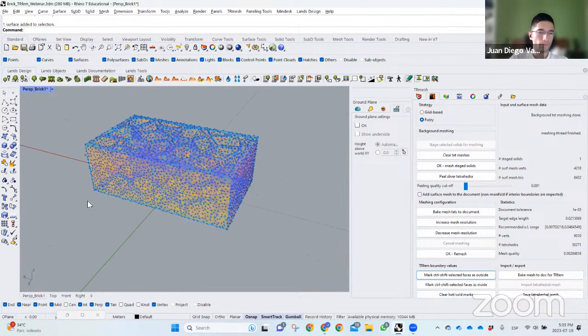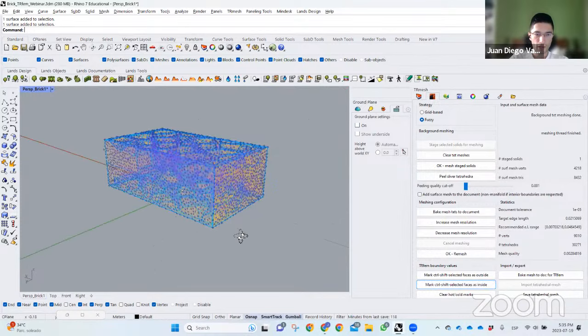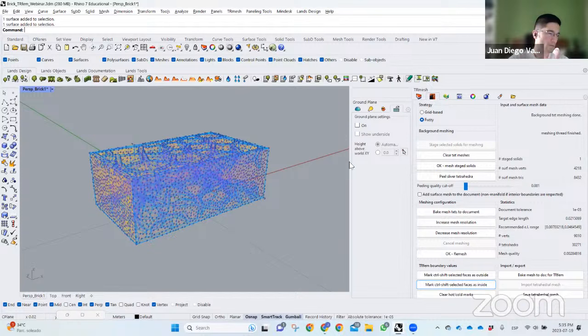So now I'm gonna click the complete opposite face, and this is gonna be my interior. Okay, so now we have our boundary conditions ready. So this means our mesh is practically ready for taking it to TRfem. So here now you will click here on bake mesh to dock for TRfem. There is also this button, but be very careful with it, because if you have a mesh with a lot of tetrahedra, then it could crash your computer. So be very careful about it and use it wisely if you want to. For now, I'm just going to go ahead and click on this one.